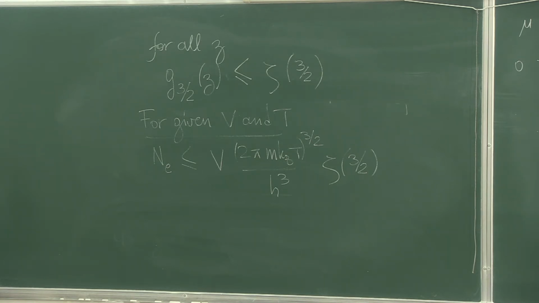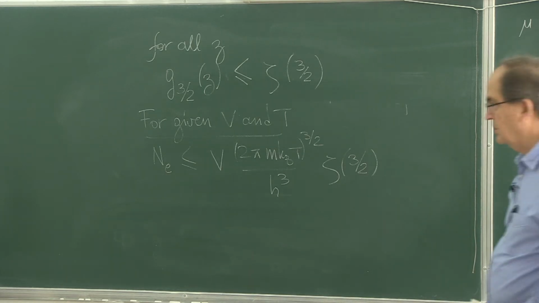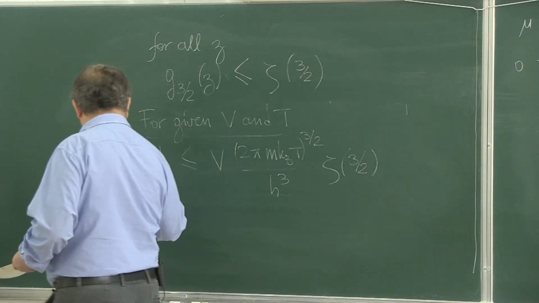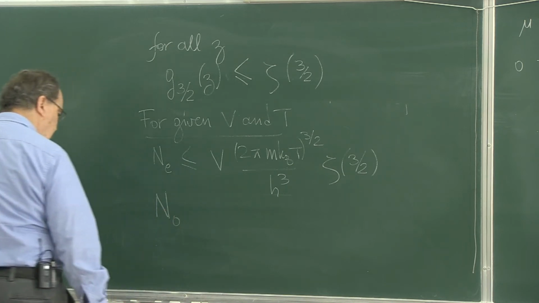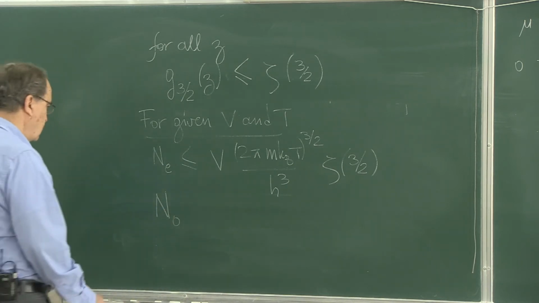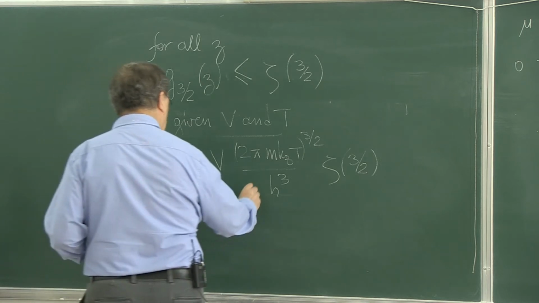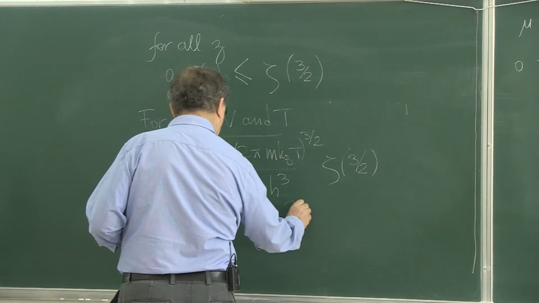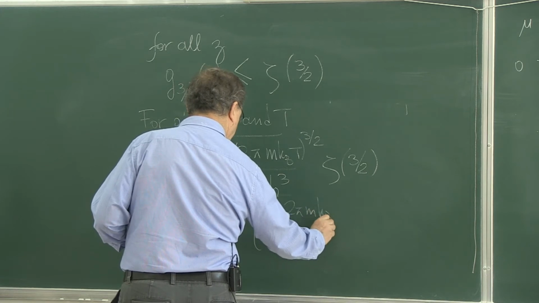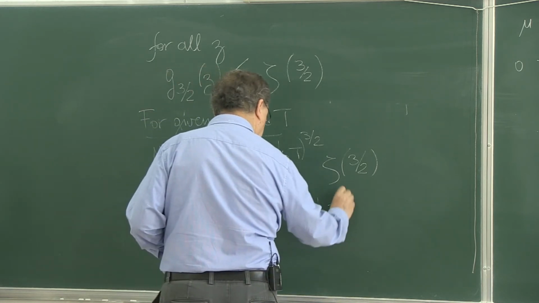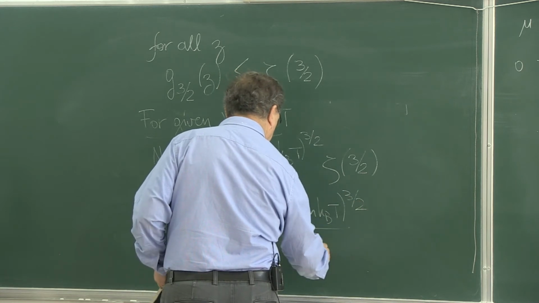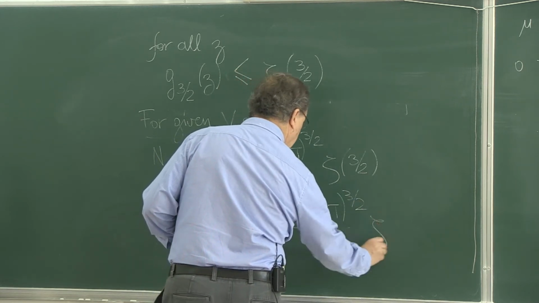Let's look at the number of particles in the ground state. Well, the total number minus the number in the excited state gives you the number in the ground state. Let's write the number of bosons in the ground state as N0, which is N minus this number, isn't it? N minus V (2 pi m k_B T) to the 3/2 over h cubed, times zeta 3/2.